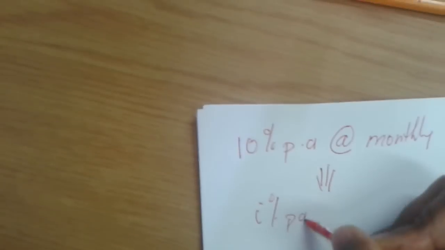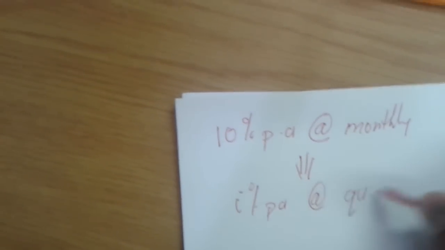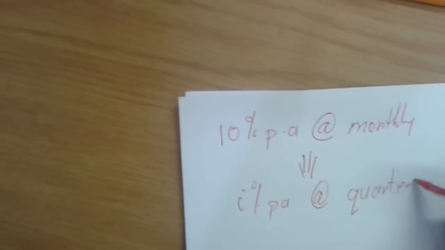Now, there's also a way you can get the same answer using a calculator. So we are going to do that again. We want to convert 10% per annum compounded monthly to an equivalent nominal rate that is compounded quarterly. So what do we do? Firstly, you have to enter what you are given, right?